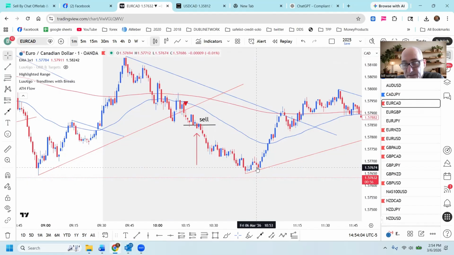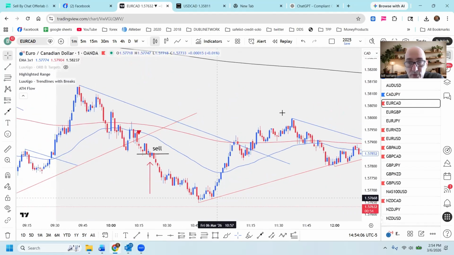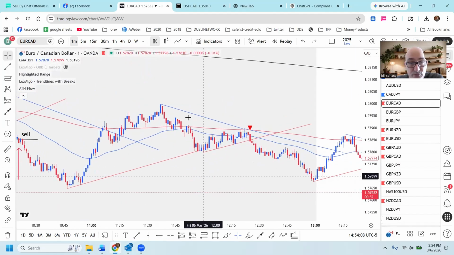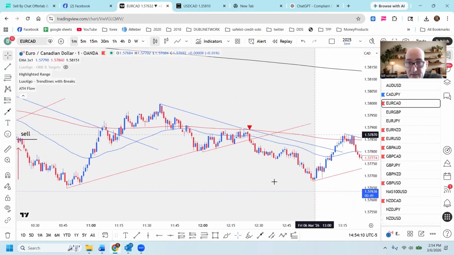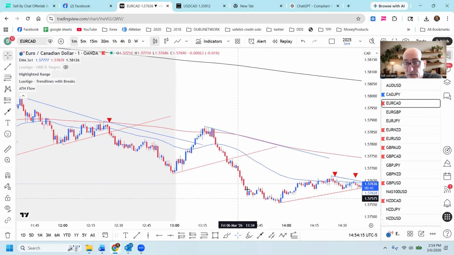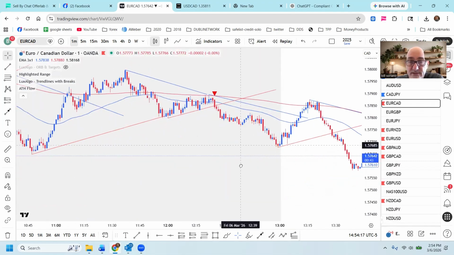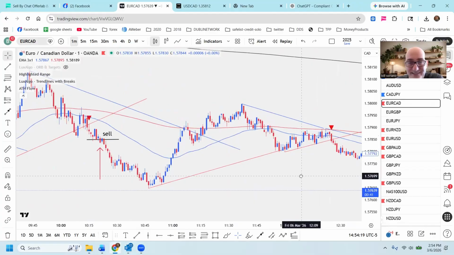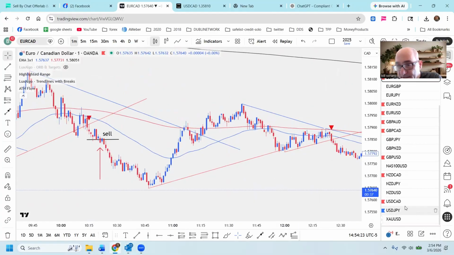Okay, and then you could see this makes a nice move down before it retraces, right? And then it moves down again, right? And then it moves down even further. Okay, so we're going to look at this, like I said, on the broker account to see what we ended up doing with that one. Okay, and then the last one is USD CAD.